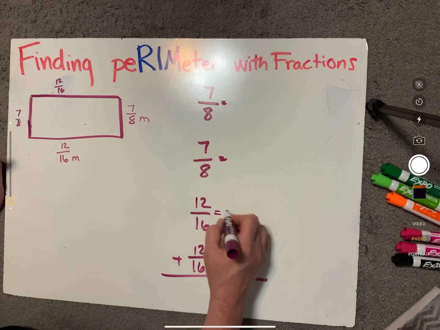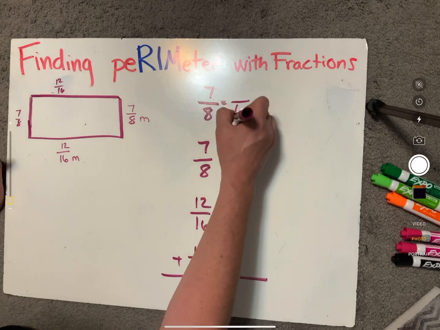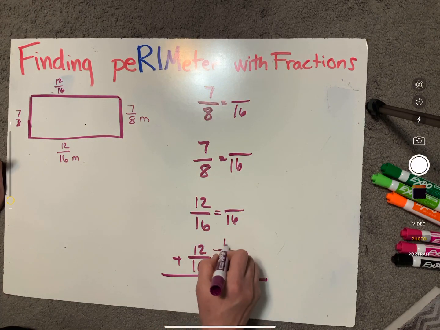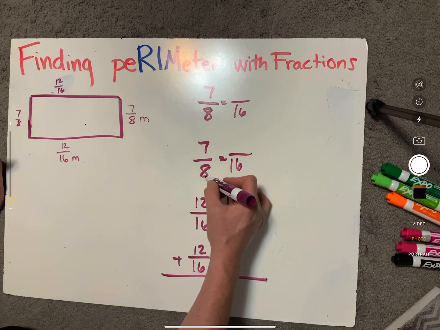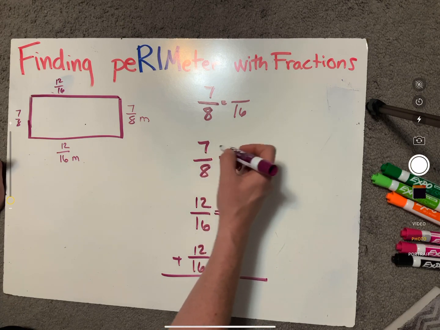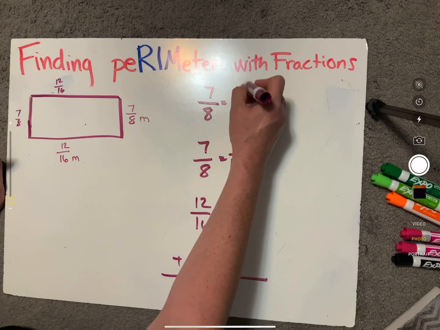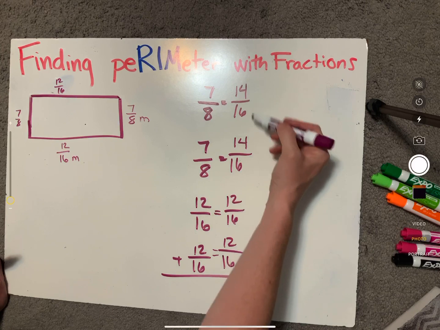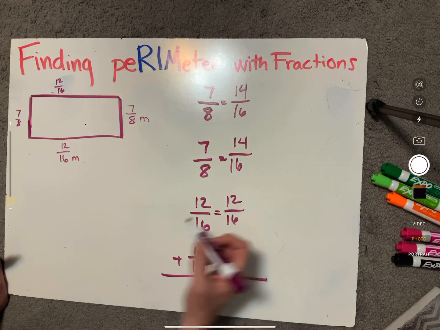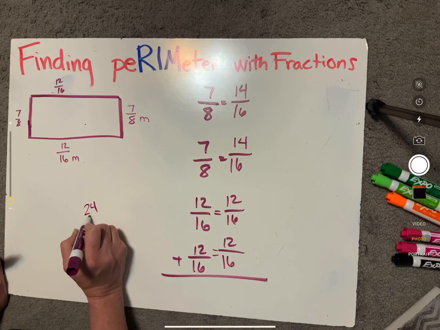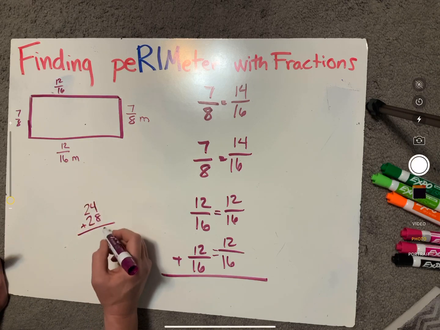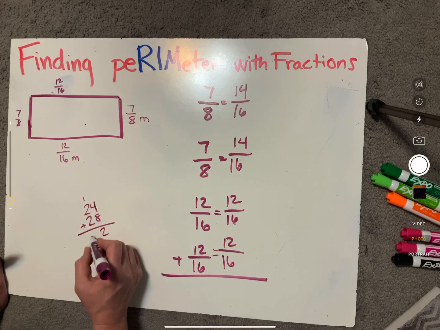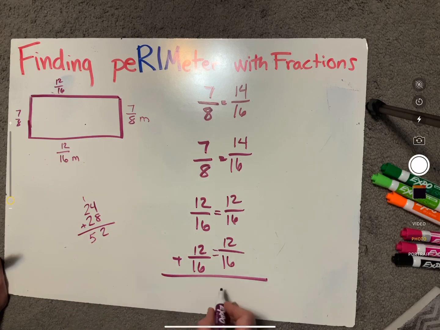Again, our common denominator is going to be 16. So these will remain the same. 8 times 2 would be 16. 7 times 2 is 14. Same thing up here. So we are going to get 28 plus 24. And remember, a little side math never hurt anybody. So if you're stuck on it, go ahead and do your side math. Okay, so 52 over 16.